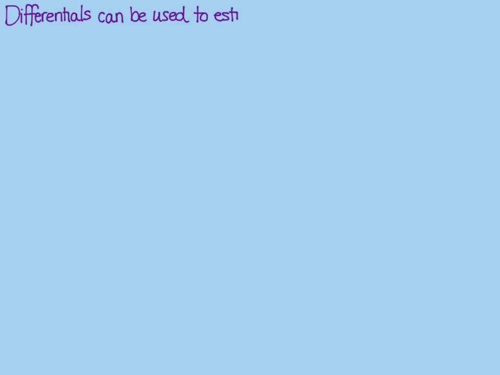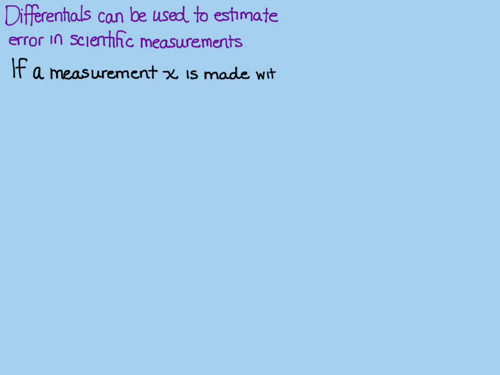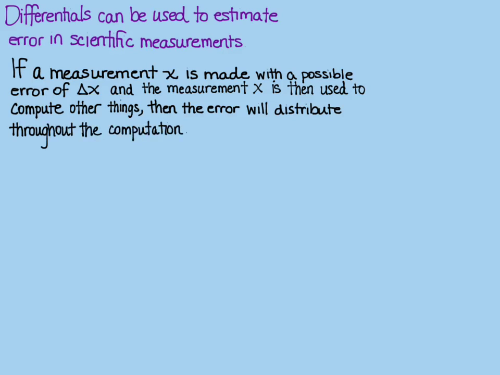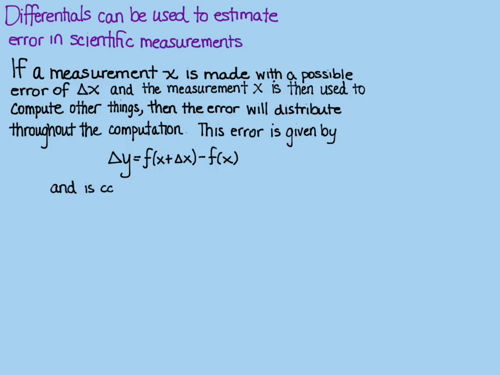Differentials can be used to estimate error in scientific work. So for example, if we measure x and we know that there's a possible error of some amount delta x, and then we use the measurement that we took to compute other things such as volumes or areas, the error will distribute throughout our computation. This error is given by delta y. So delta y, remember, is the exact error that we should have. This is called the propagated error.